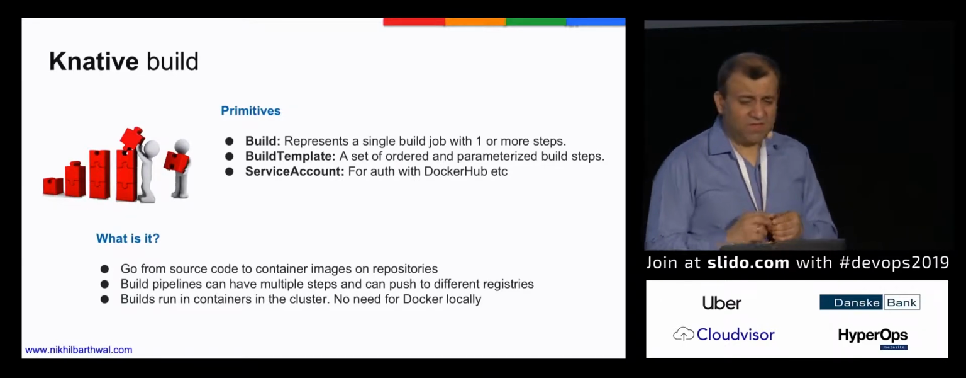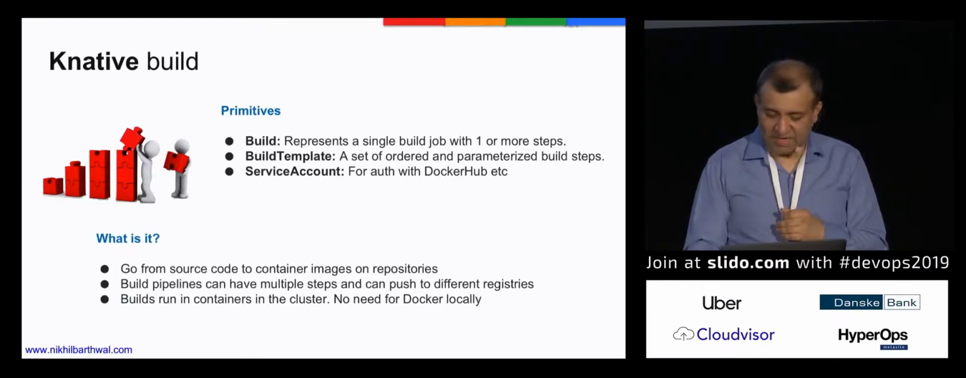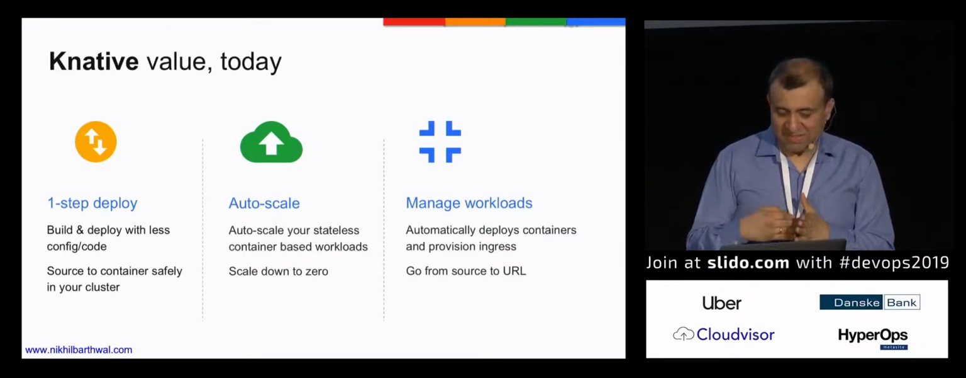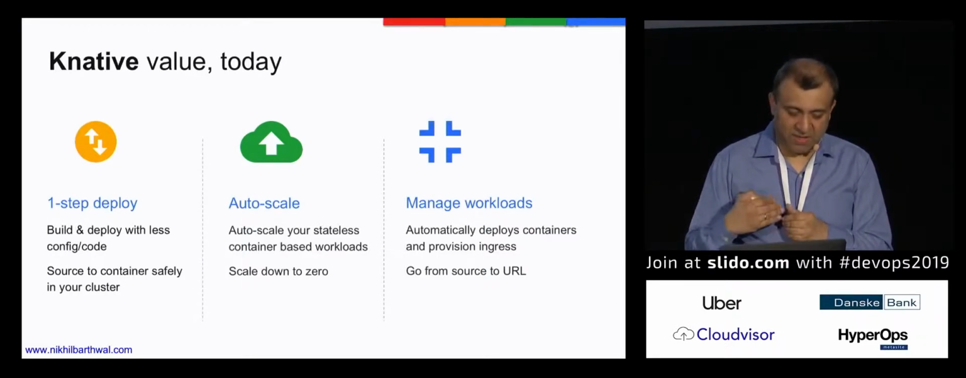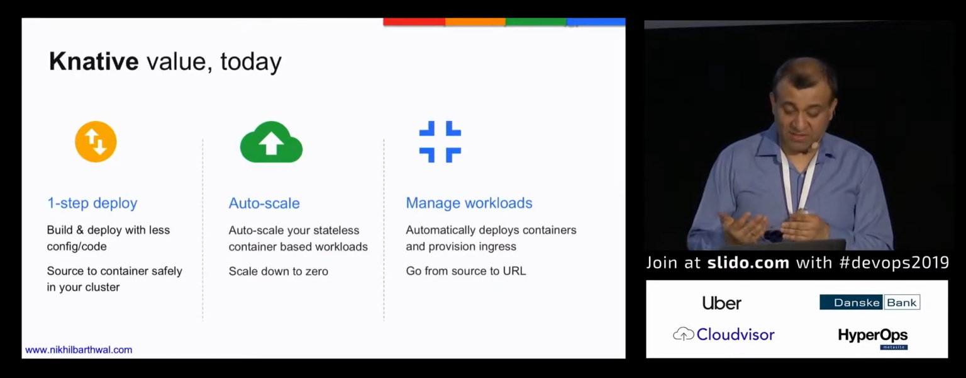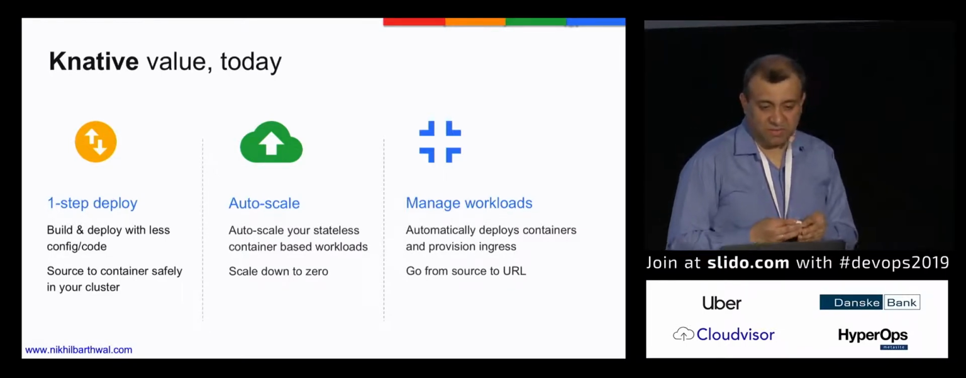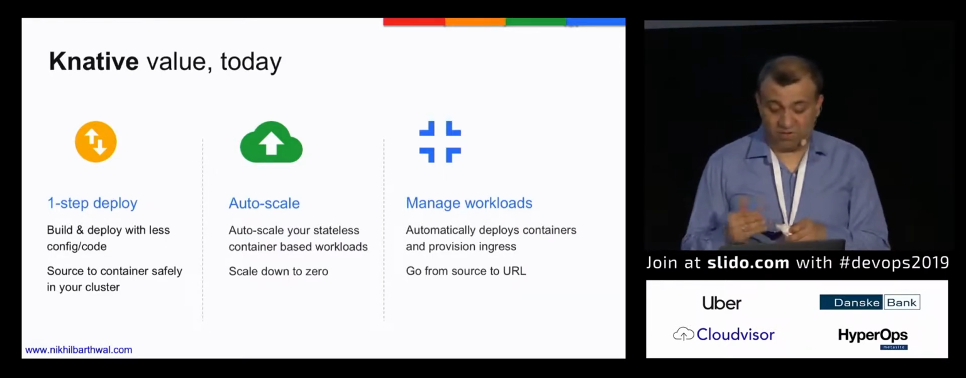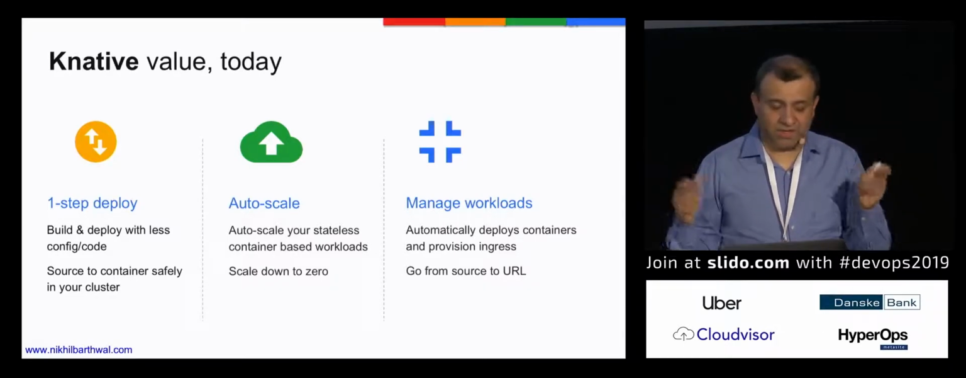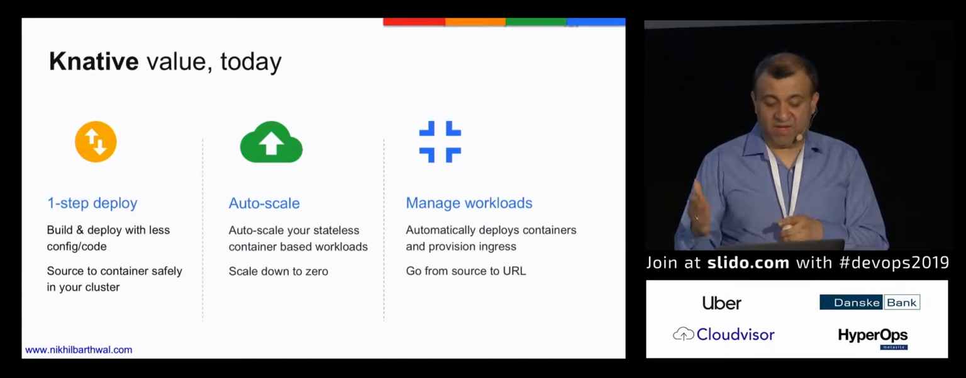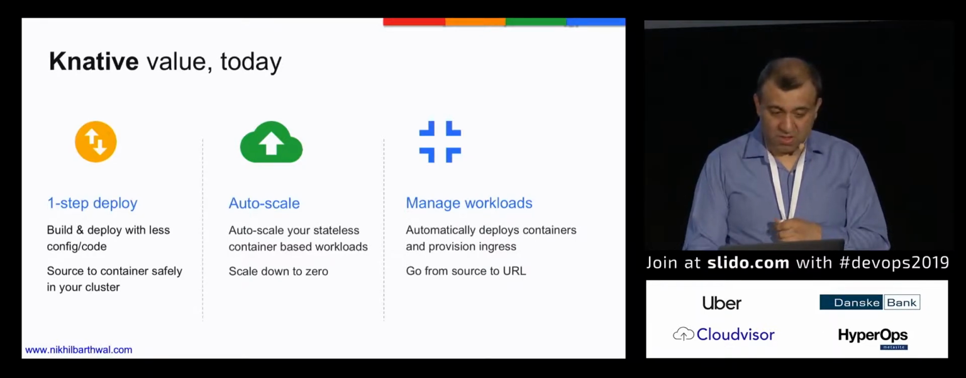So the Knative value proposition is a one-step deploy, right? It has a build with config and code, and then you have source to container safely in your cluster. Like any other serverless framework, it has auto scaling. You can scale all the way from 0 to a theoretical infinite limit, and then you manage all the workloads.